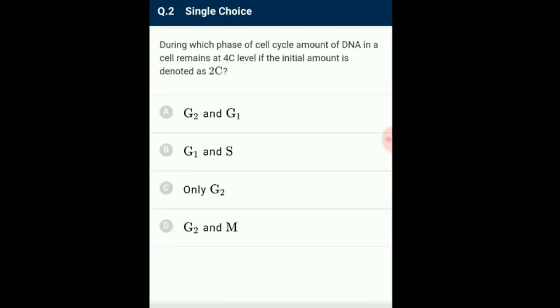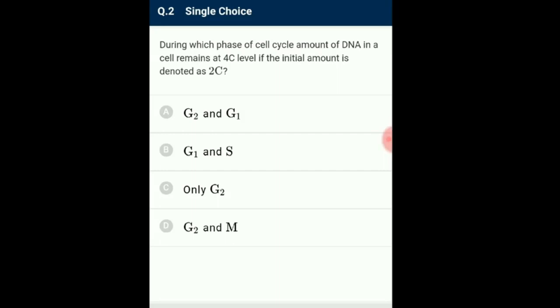Question number 2. During which phase of cell cycle does the amount of DNA in a cell remain at 4C level if the initial amount is denoted as 2C? Cell cycle consists of interphase and mitotic M phase. Interphase is divided into G1, S and G2 stages. The mitotic phase is the actual division phase and it is divided into karyokinesis and cytokinesis. DNA is seen in all phases in M phase. Both 4C and 2C of DNA is seen.